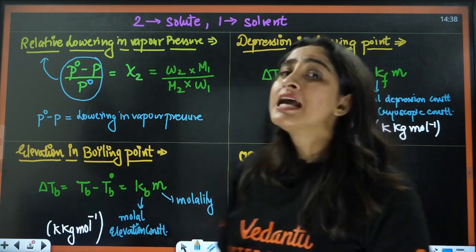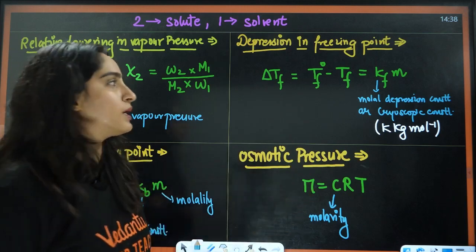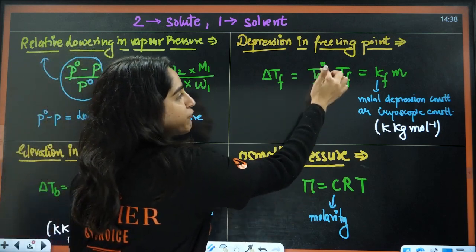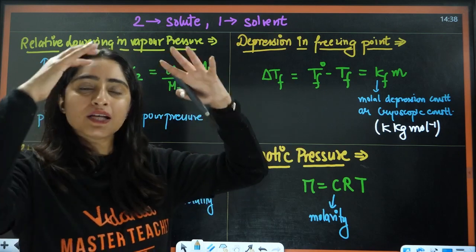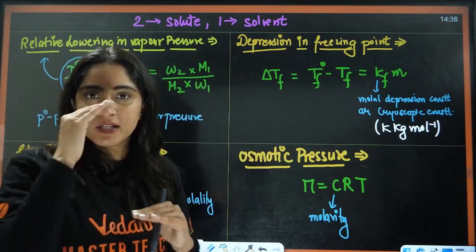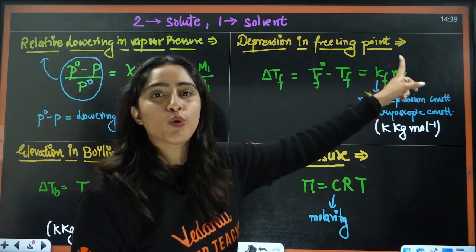In depression in freezing point also, the formula is very similar. It's just that here we have TF naught minus TF, because here we have depression, the temperature is getting down, the freezing point is lowering. There is depression in the freezing point, and this is also molality.